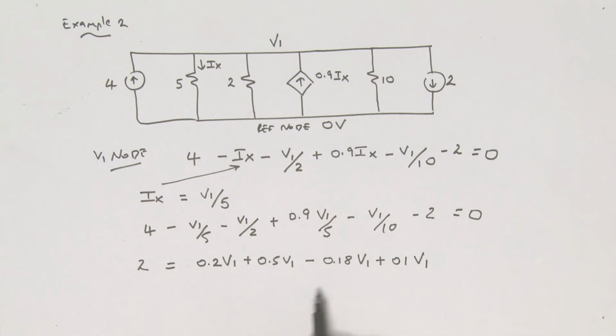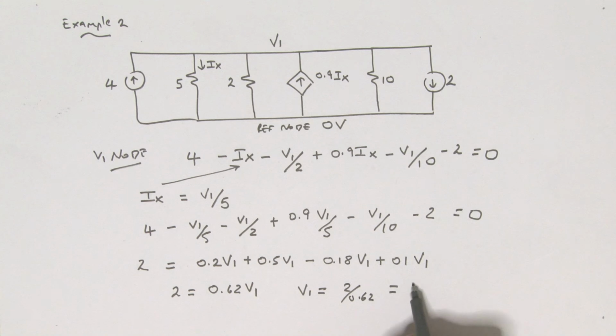So all we need to do is add up all our V1s, and if we do this, we have 2 is equal to 0.62 times V1. Therefore V1 is equal to 2 divided by 0.62, giving me a V1 of 3.225 volts.